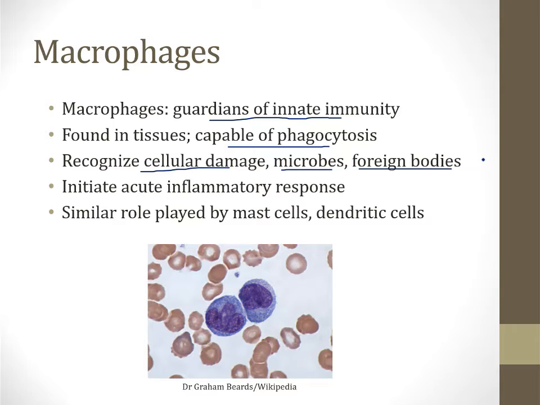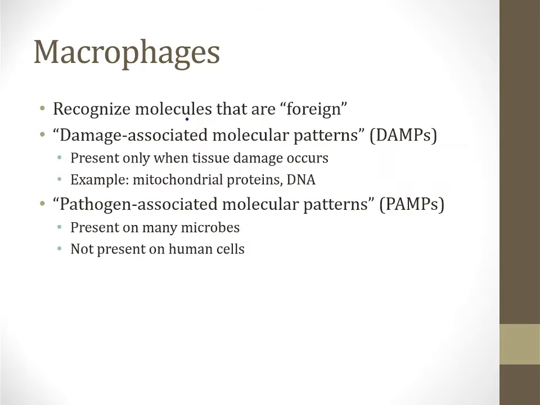And macrophages aren't the only cells that do this. Similar roles are played by mast cells and dendritic cells, but we often talk about the macrophage as the prototype of the cell that can activate the innate immune response and trigger acute inflammation. The reason macrophages are the cells that can trigger acute inflammation is because they are able to recognize molecules that are foreign and that shouldn't be present in tissues. The two types of molecules they can recognize are called DAMPs and PAMPs.